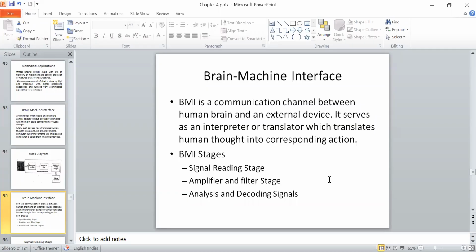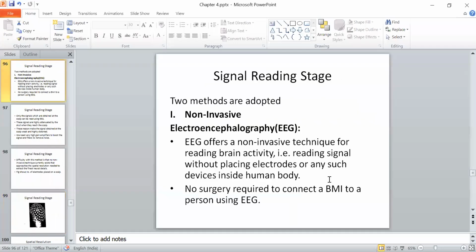So we have already seen that this communication channel is made up of three stages: the signal reading, amplification of the signal, and then decoding of the signal. So let's discuss those stages one by one. First one is the signal reading stage. Signal reading stage could be of two types: invasive and non-invasive. So first we talk about the non-invasive technique.